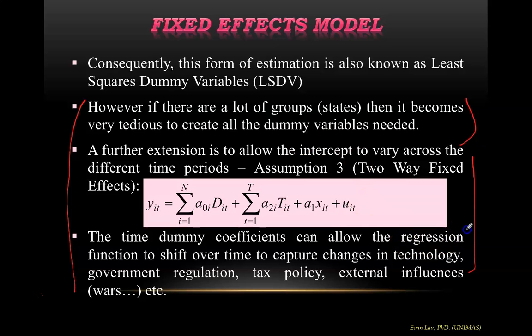All right. So this is important to allow the regression function to shift over time to capture changes in technology, government regulation, tax policy, external influence, and so on. This is more towards the two-way fixed effect. This is just an extension, but normally we just do one-way fixed effect, which is the common fixed effect model. But here you can also see that through time, it allows changes. For example, for years to come after this, the impact of the pandemic will be very important and will disrupt the whole economy and the policy cycle, and we can examine that through this simple panel regression analysis using the two-way fixed effect.